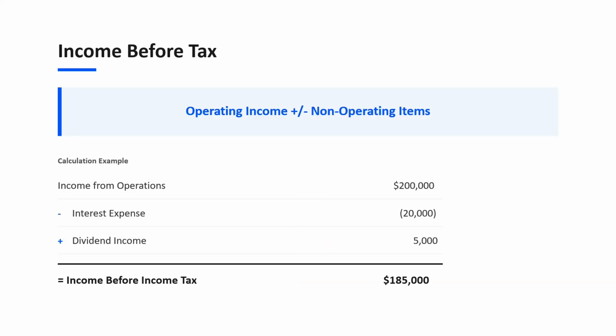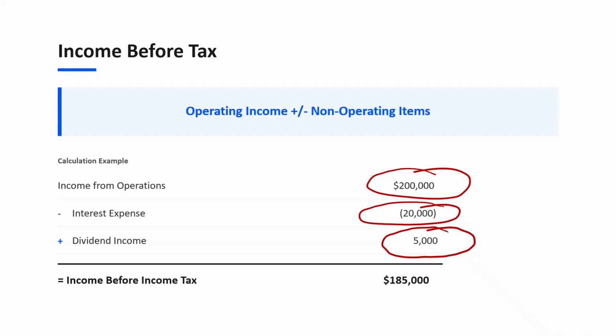Now let's put it all together to calculate income before tax. With an example, a company has $200,000 in operating income, but this company also incurred some interest expense of $20,000 and they had $5,000 in dividend income. So based on this, our income before tax would be $185,000. This is crucial because we are going to calculate income tax expense based on this.